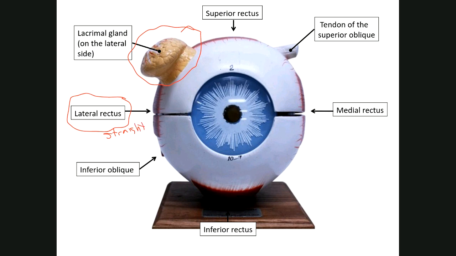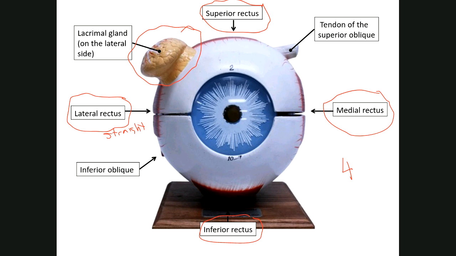And again, it's straight. Up here, superior rectus. And down here, inferior rectus. And those are the four muscles that cows have, and humans too. And so we can move our eye this way, this way, this way, and this way.